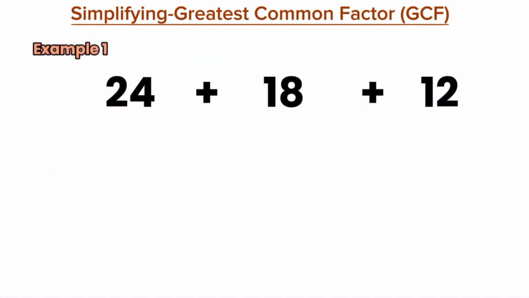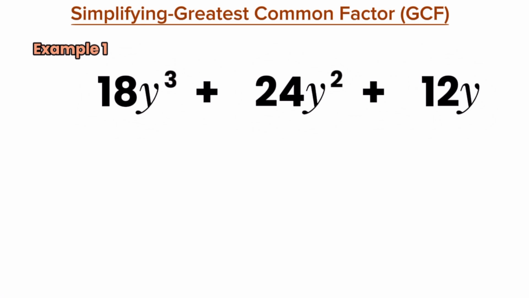Now, let's look at these numbers again. This time, we'll add algebra magic to the mix. Now, don't panic. The good news is you find the greatest common factor with the y variables the same way you did with the numbers.